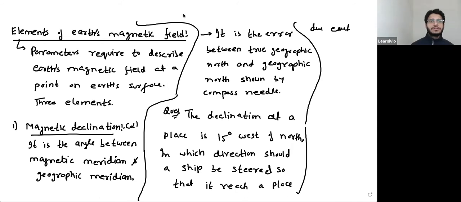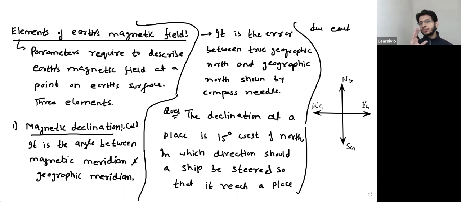See, the question says this is your geographic north and south. These are your geographic axes. This is your geographic north. This is geographic south. This is geographic east. And this is geographic west. Geographic east means actual east. This is actual east and this is actual west.